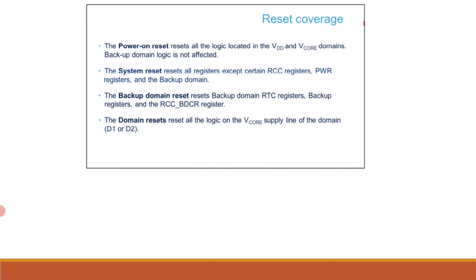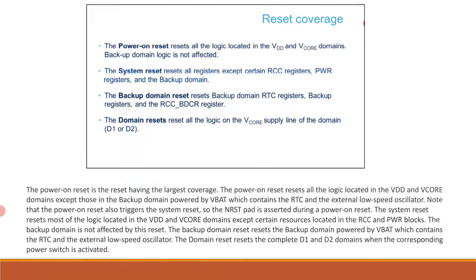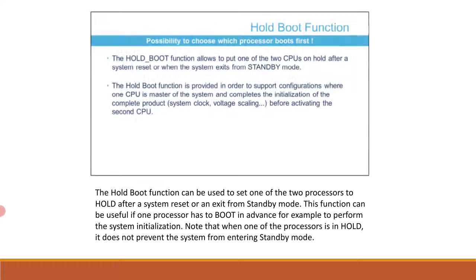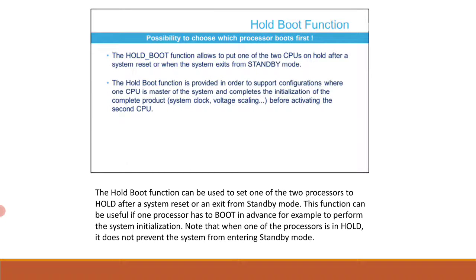So there is something called the hold boot function, which can be used to set one of the two processors to hold after a system reset or an exit from standby mode. This function can be useful if one processor has to boot in advance, for example, to perform the system initialization. Note that when one of the processors is in hold, it does not prevent the system from entering standby mode.